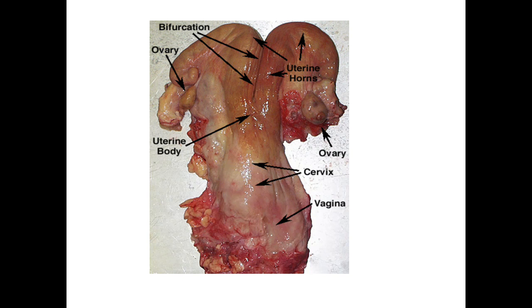You can see the posterior-most vagina, and then the cervix, which isolates the uterus from the vagina, and then the uterine body and uterine horns, and the bifurcation between the uterine horns and the ovary.